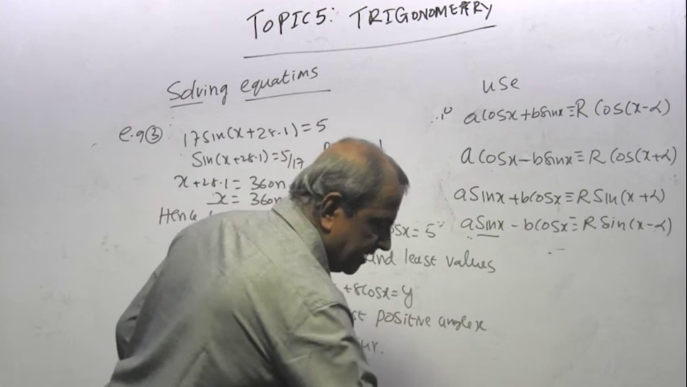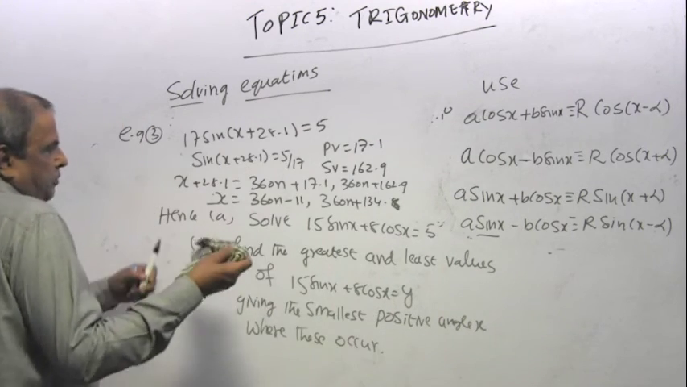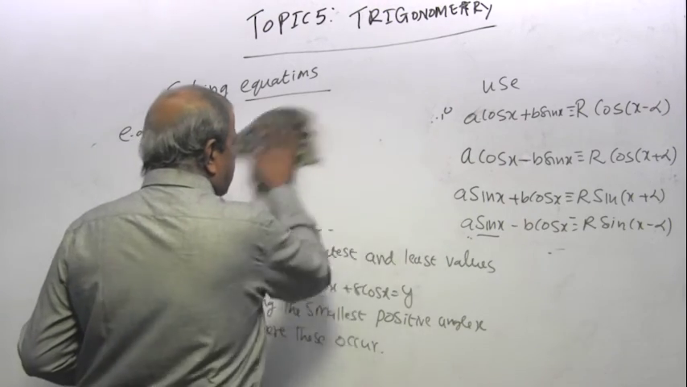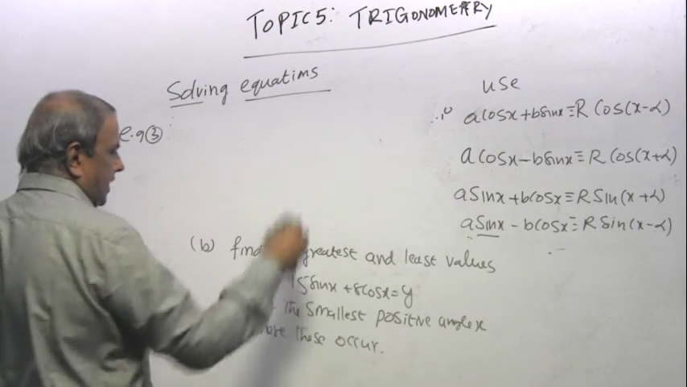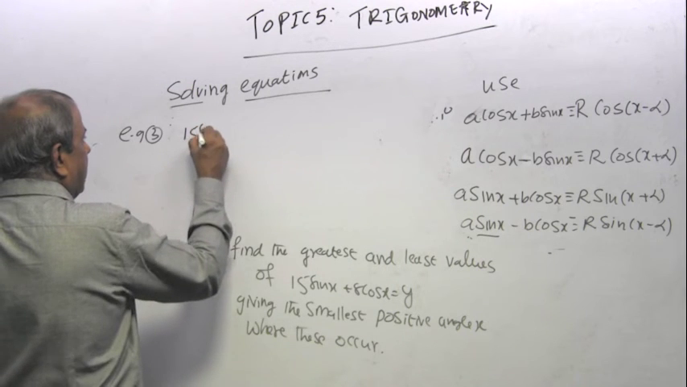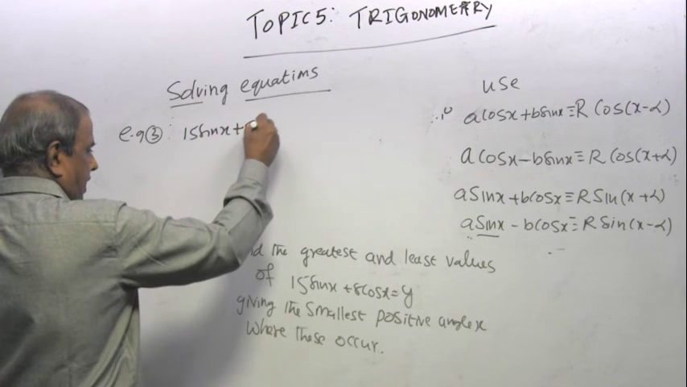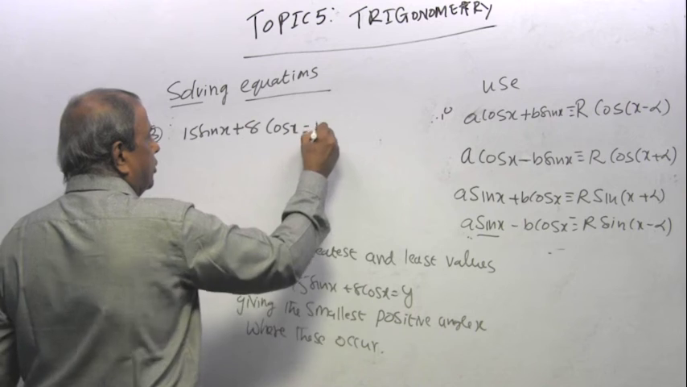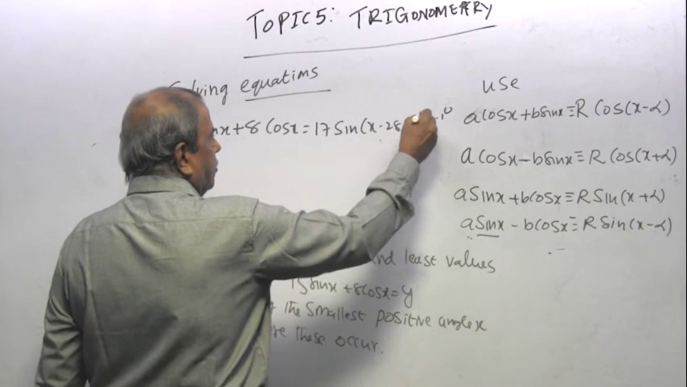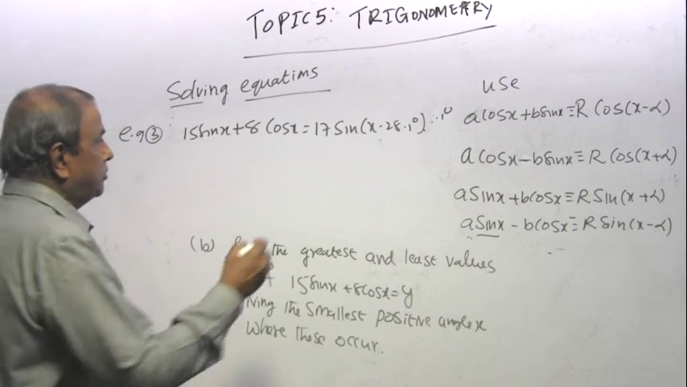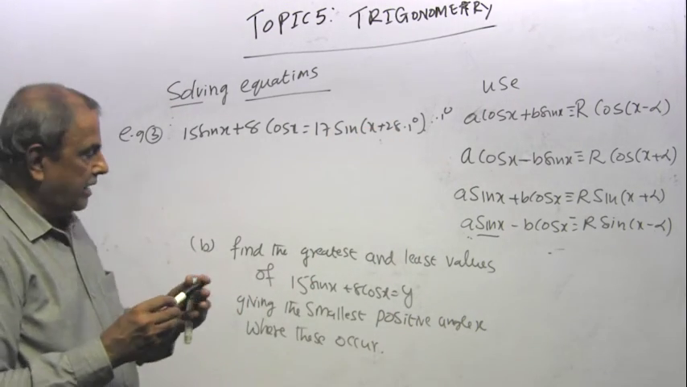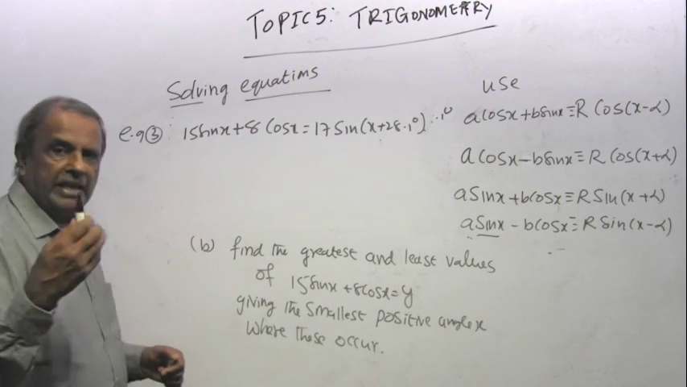So that is easy. That's the first part, which I will rub off. I want to leave this question here. The only thing I will write here is 15 sin x plus 8 cos x equal to 17 sin(x plus 28.1). I want to stop at that stage. I will answer part B in the next lesson.